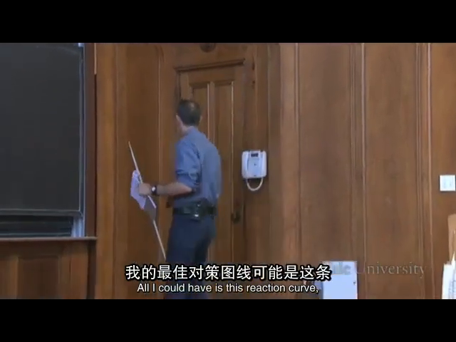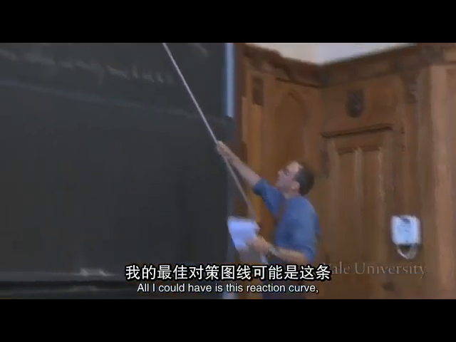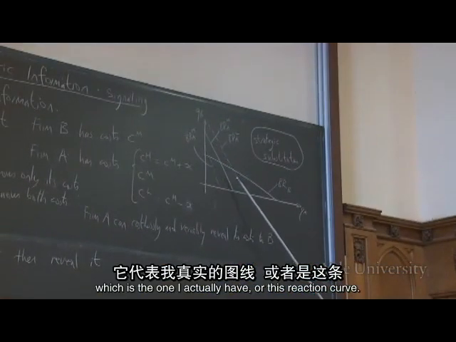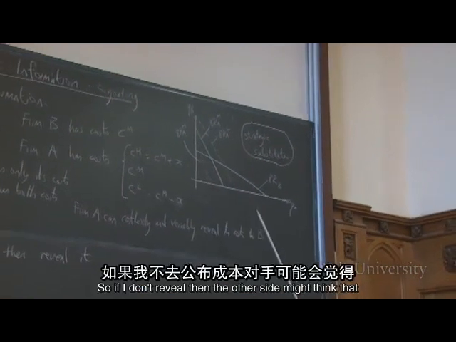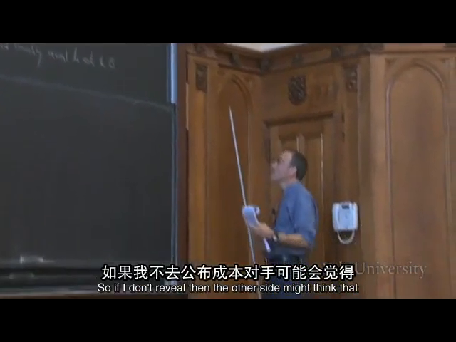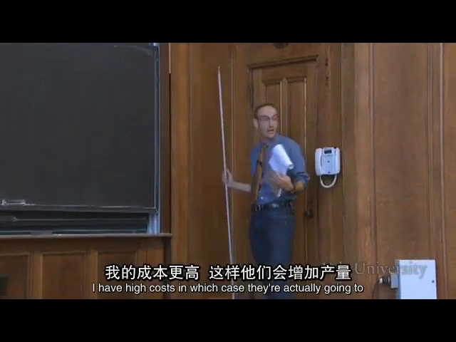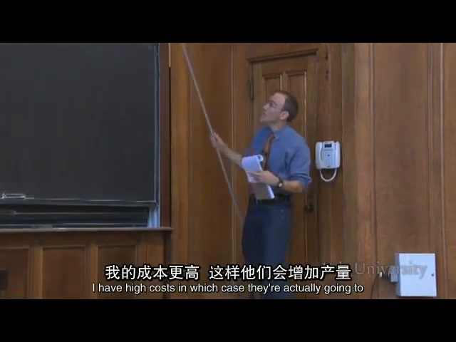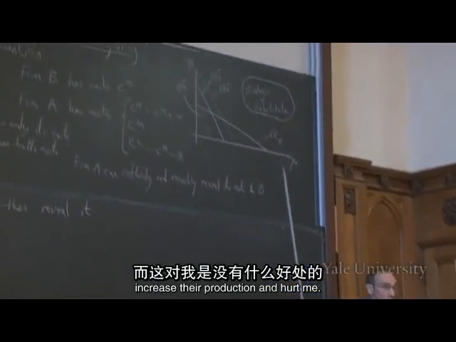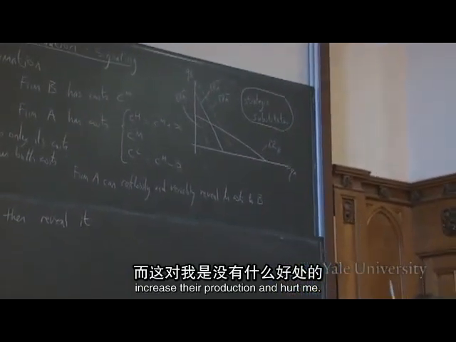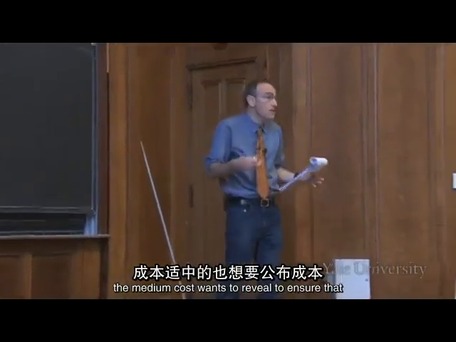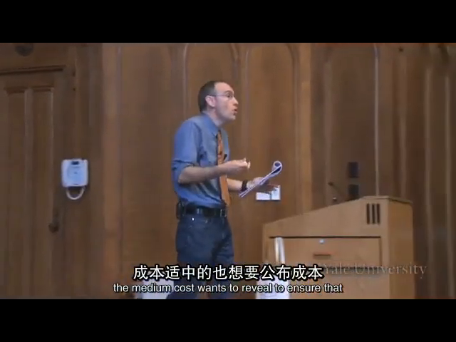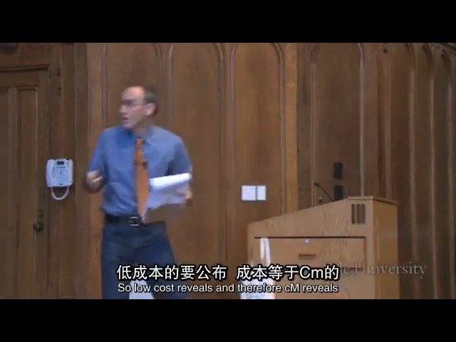All I could have is this reaction curve, which is the one I actually have, or this reaction curve. So if I don't reveal, then the other side might think that I have high costs, in which case they're actually going to increase their production and hurt me. Hang on a second. All right? So since the low-cost firm is going to reveal, the medium cost wants to reveal to ensure that no one thinks it's high cost. All right?